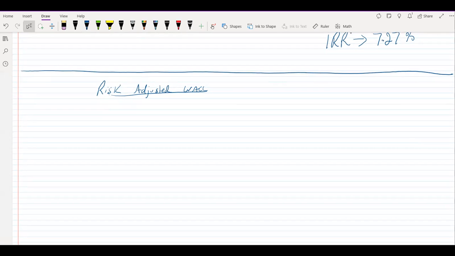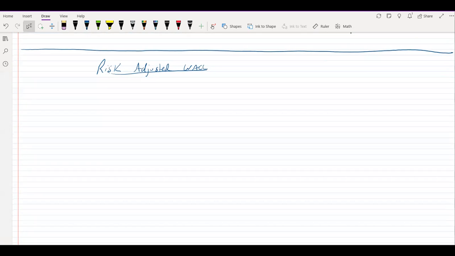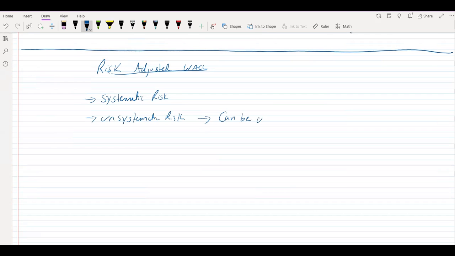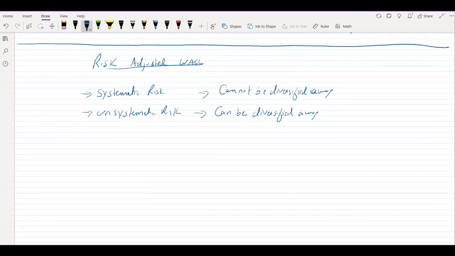कुछ बेसिक बातें आपको आइडिया होने चाहिए. एक सिस्टमैटिक रिस्क क्या होता है? What is systematic risk? It is that kind of a risk which you cannot diversify away. Then there is unsystematic risk, which can be diversified away. ये आपको आइडिया होना चाहिए.